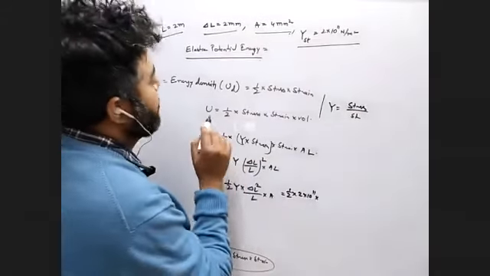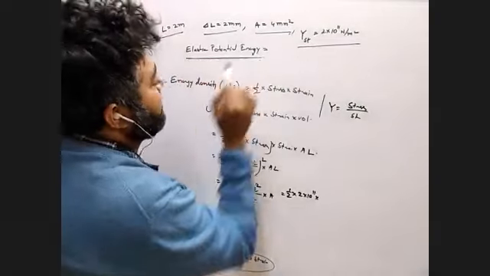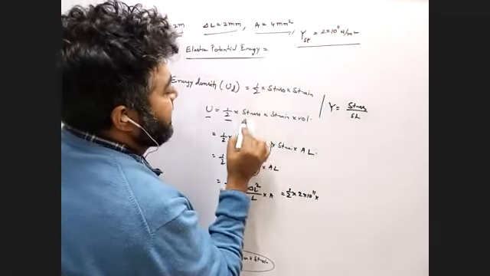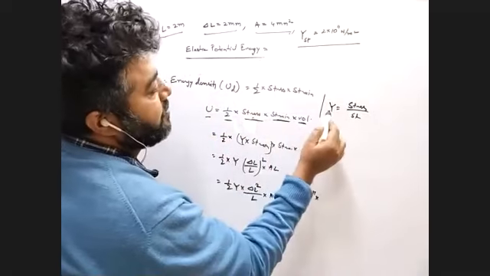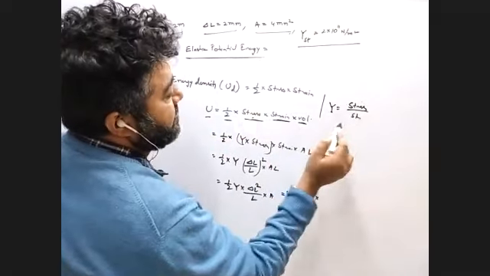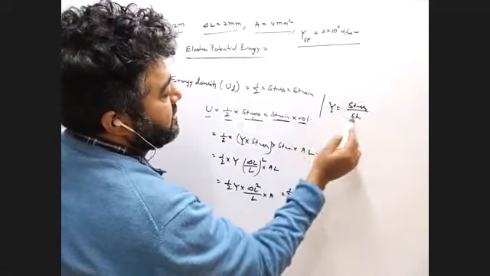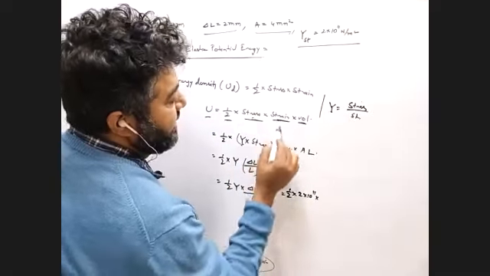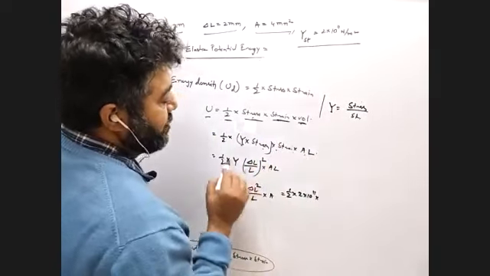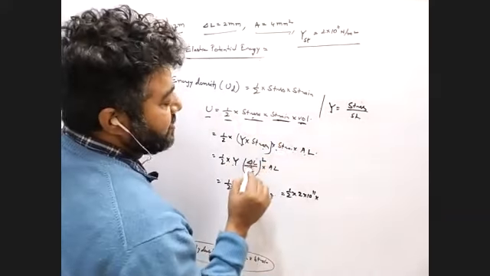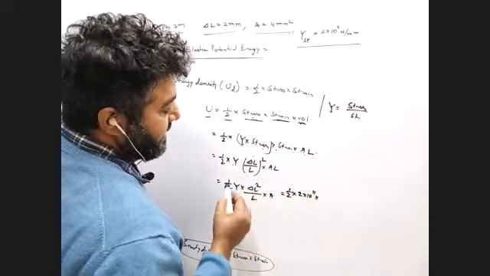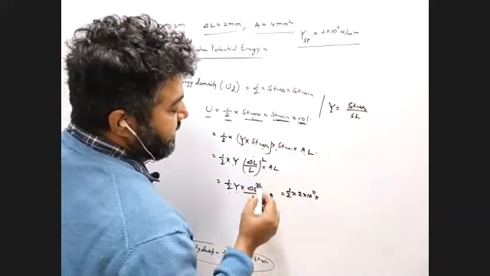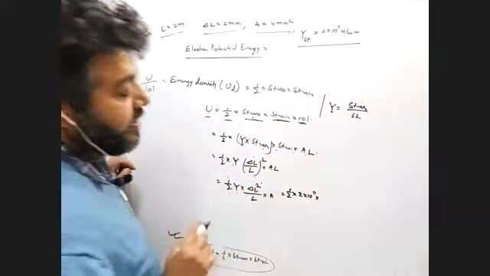Okay, so we have to find the elastic potential energy U, that is half stress into strain into volume. Stress is Young's modulus into strain, and volume is AL. So we can write half Y strain squared, that is change in length by length squared, into AL. One L cancels, so we have half Y del L square by L into area.